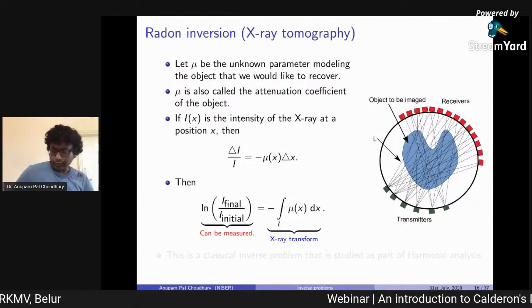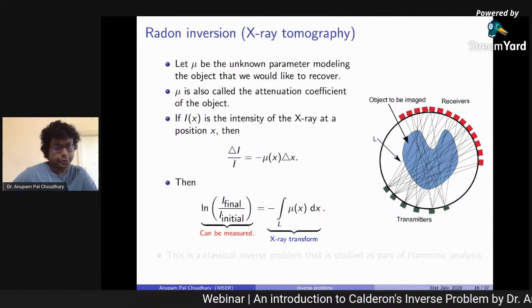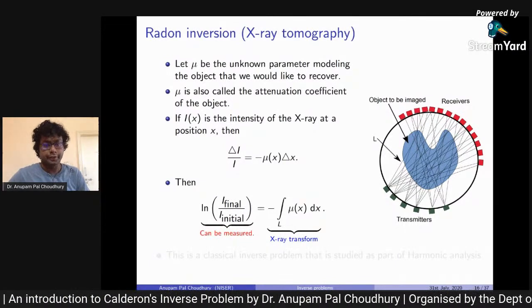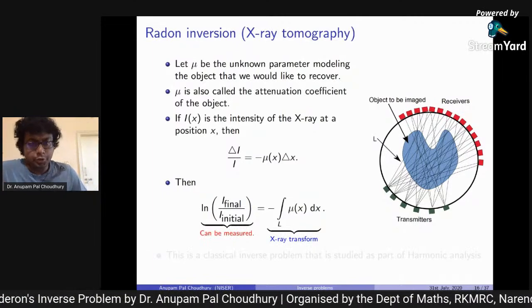Again, the next example that I wanted to discuss with you is radon inversion and X-ray tomography. How does it work? So essentially, what is this?